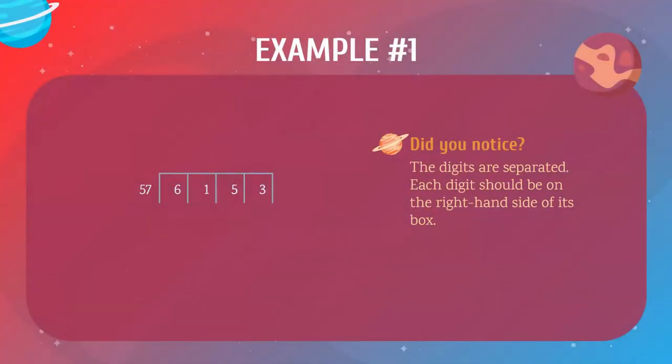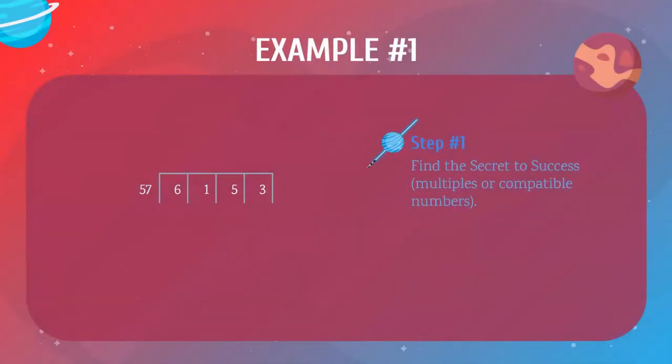So I'm going to use the box method for this problem. I have divided my dividend into its place values, and I've made sure that my digits are on the right hand side of their little sections, because they're probably going to have some more numbers in there. We're going to find the secret to success, also known as multiples, also known as compatible numbers.